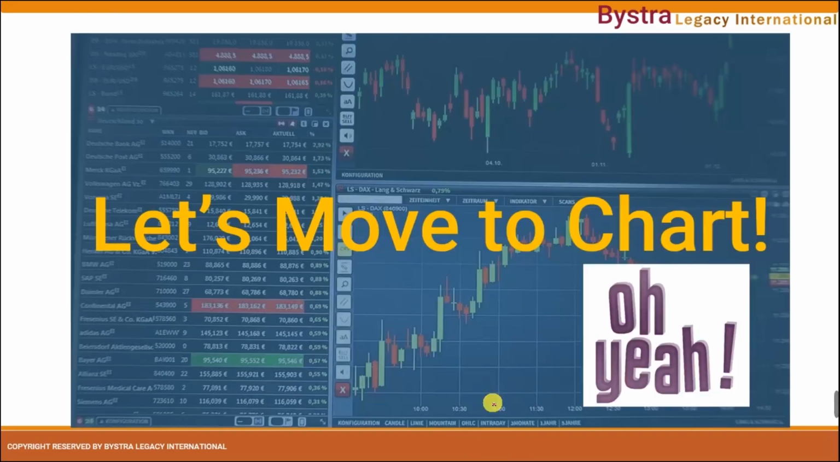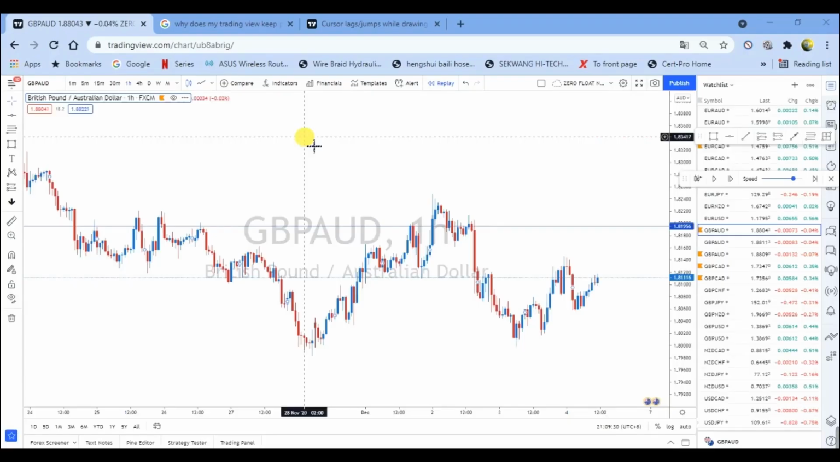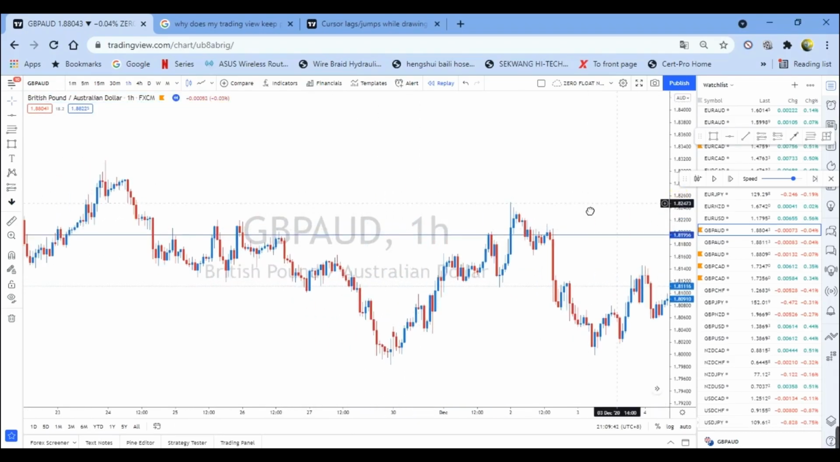So let's move on to the chart again. Okay guys, we are back to the TradingView chart. As I can see here in this pair, GBP/AUD on the 1 hour time frame, there is a potential QMC. Okay, so let's have a look.